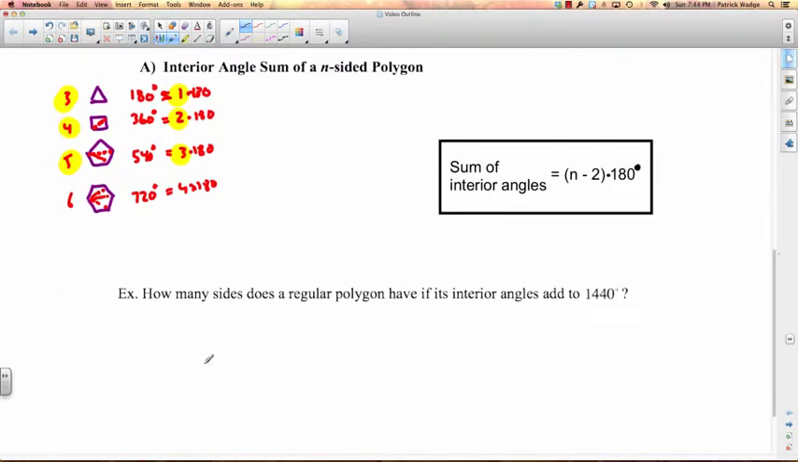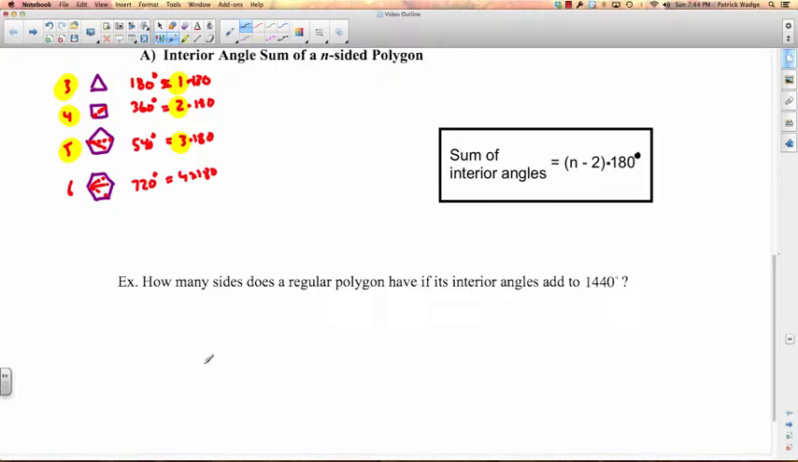Okay, so let's do an example of that. How many sides does a regular polygon have if its interior angles add up to 1,440? So I know the sum. The sum is 1,440. So in this case, I'm going to plug the 1,440 on this side of the formula. So 1,440 equals n minus 2 times 180.